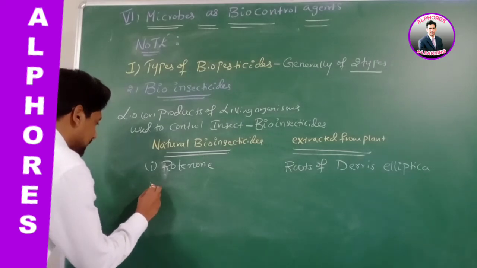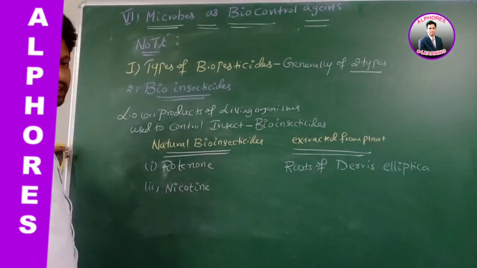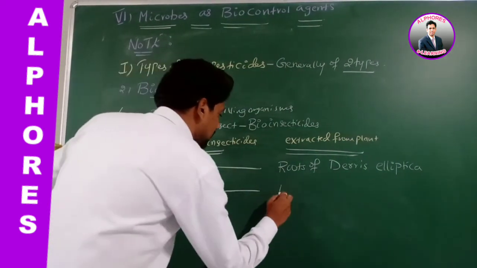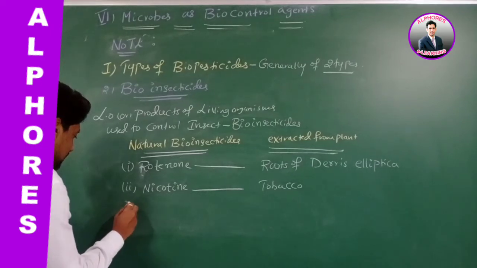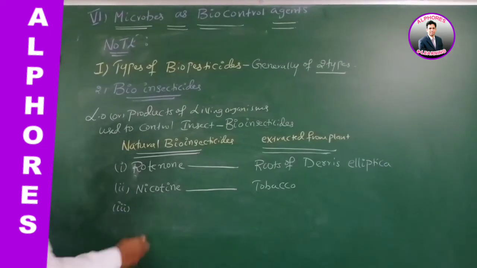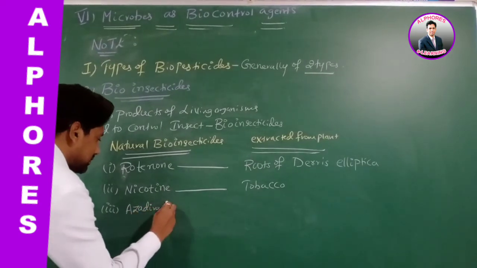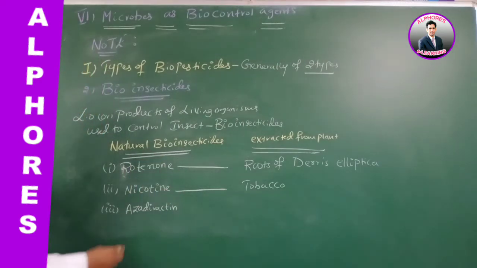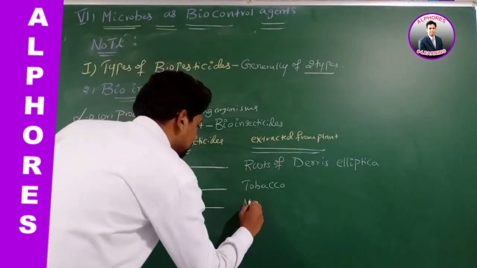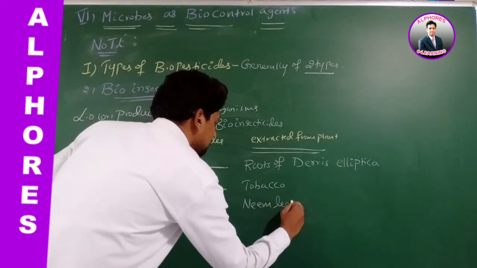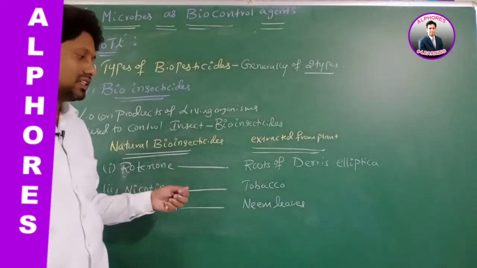Number two, go for the second example. Nicotine. This nicotine is extracted from which plant? Tobacco plant. Next, number three. Azadirachtin. This azadirachtin is extracted from neem leaves, because Azadirachta indica is the scientific name of the neem plant.